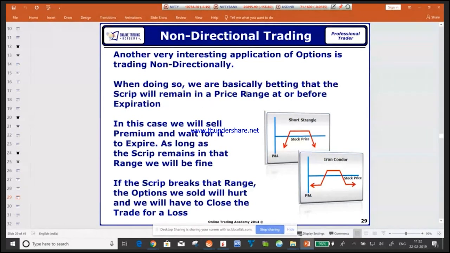Let's go to the non-directional strategies now. Mr. Chandra, it is not in my hand. The market conditions should be valid for us to do that.